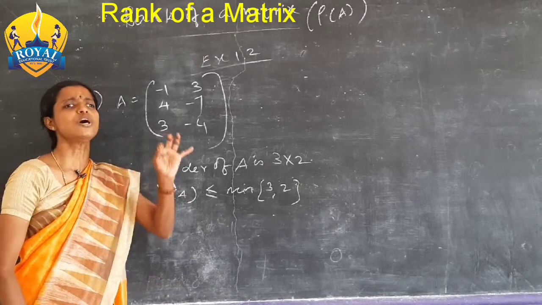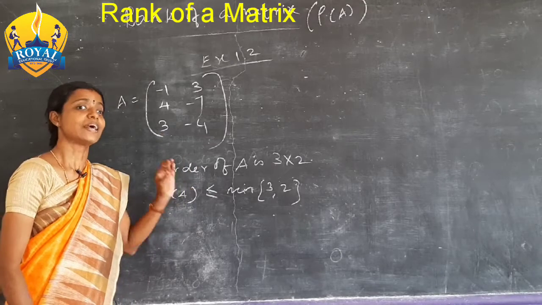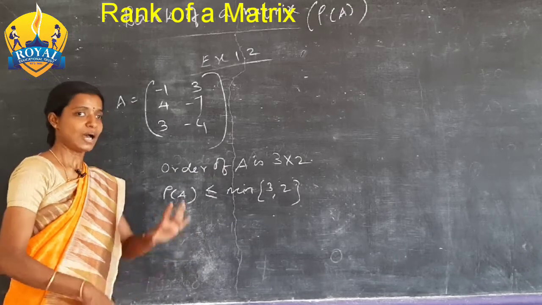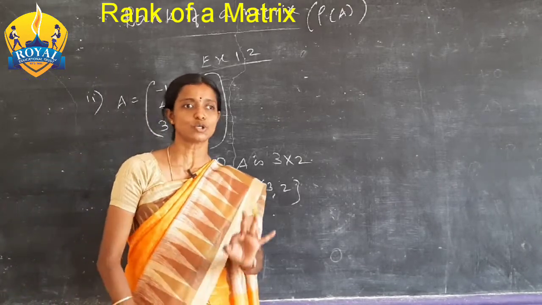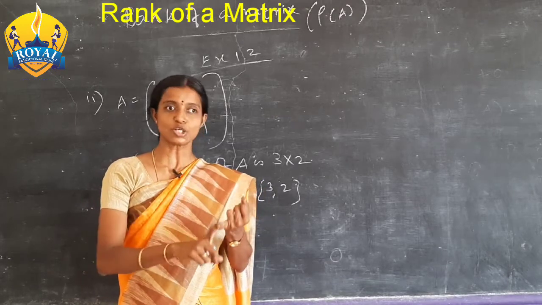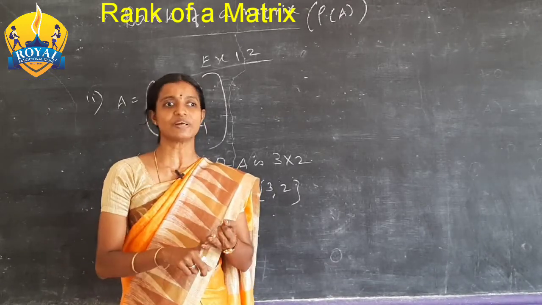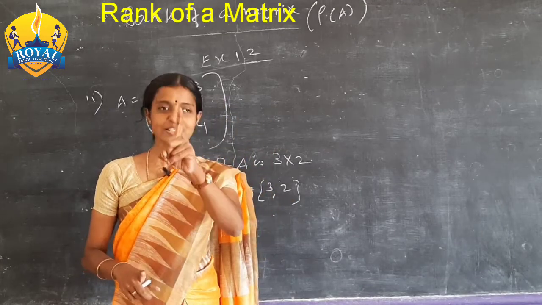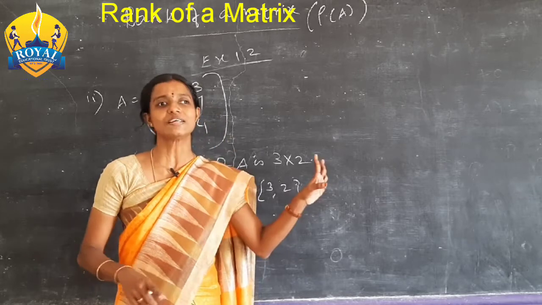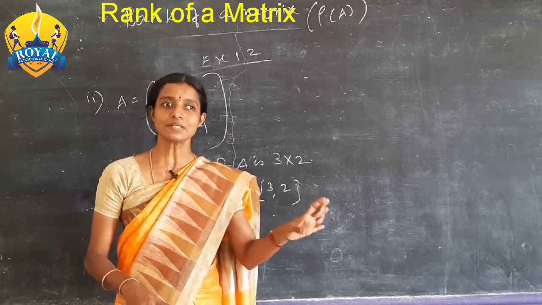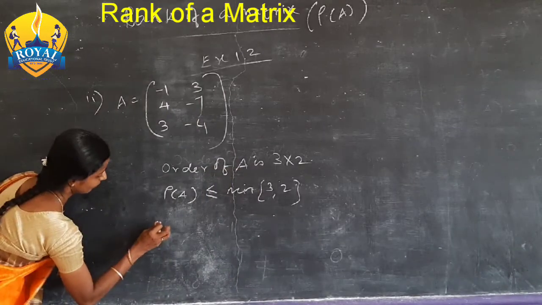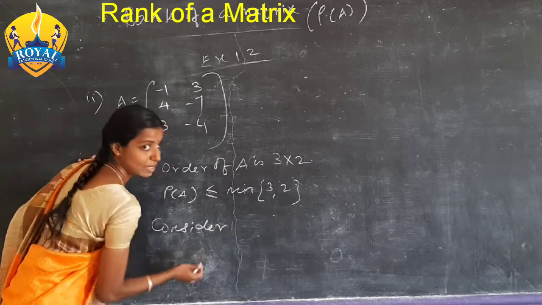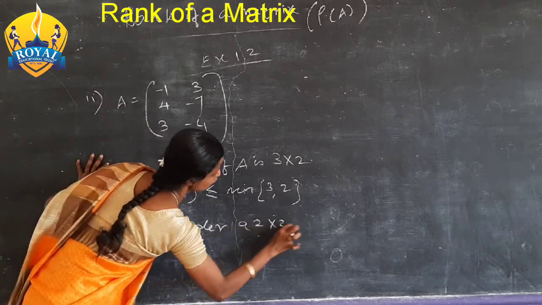If any one of the 2 cross 2 minors does not vanish, automatically my rank becomes 2. I have only 3 possible 2 cross 2 minors. Even if the first 2 cross 2 minor vanishes, the second vanishes, and the third 2 cross 2 minor does not vanish, then at least one 2 cross 2 minor never vanishes, so automatically my rank becomes 2. So let me first consider the first 2 cross 2 minor.